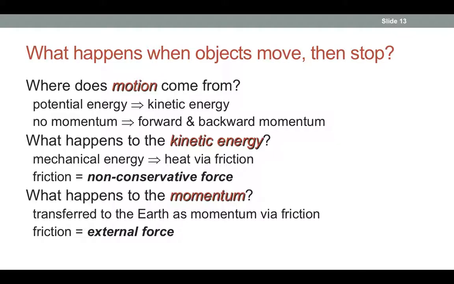Let's consider what happens when an object is set into motion, moves for a while, and then stops. Where does the motion come from? Well, essentially it comes from some form of potential energy being converted into kinetic energy, into motion. However, as this is done, there can be no change in momentum, so whatever is moving forward must have an equal amount of backward motion, so there's no overall change in momentum. Whenever something is set into motion, something's moving forward, something else is always moving backwards.